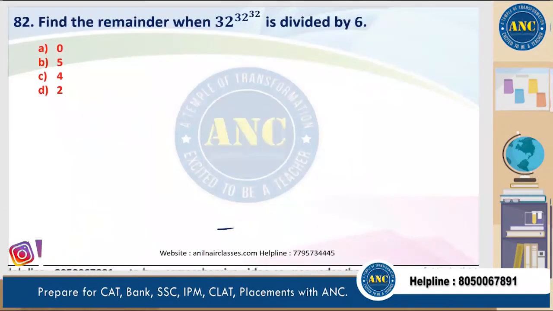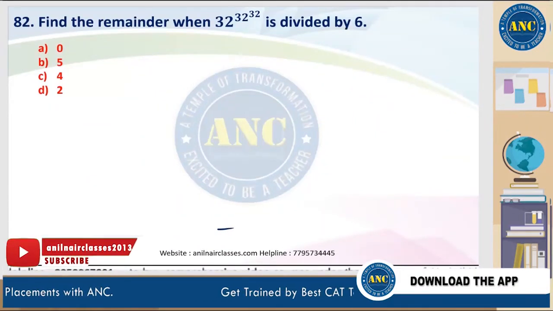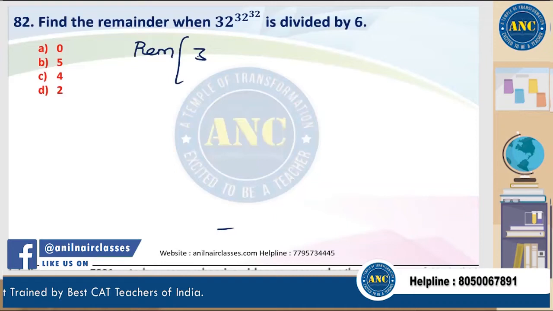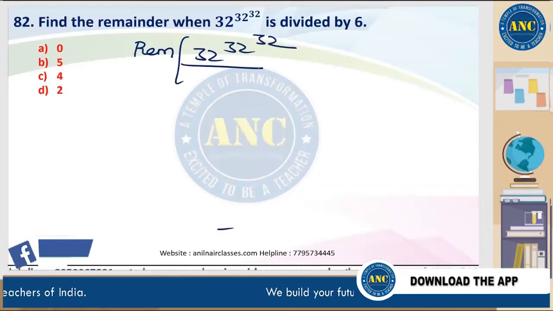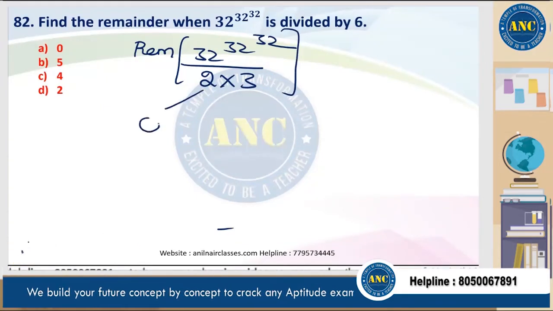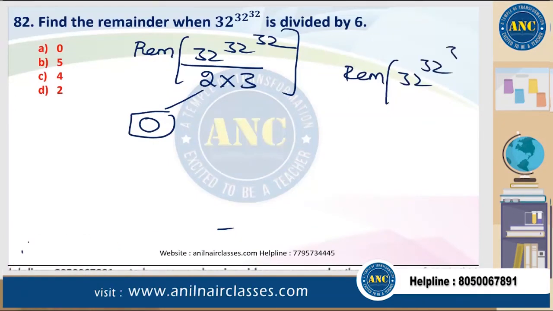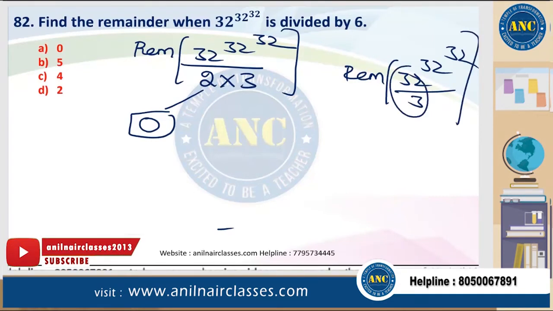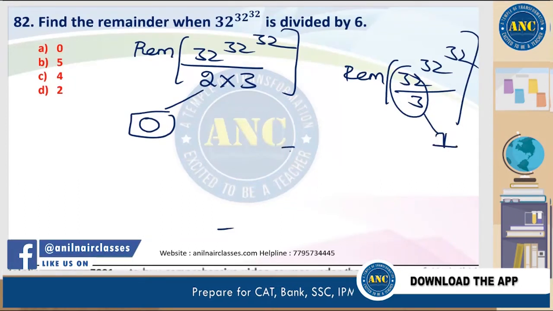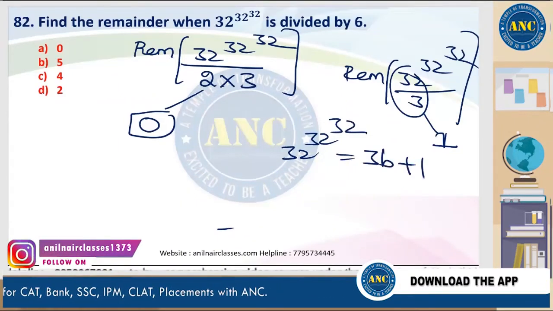Already we did the digital sum problems. Now find the remainder when 32 power 32 power 32 is divided by 6. 6 is nothing but 2 into 3. 32 is divisible by 2, so remainder 0. When divided by 3, 32 power 32 power 32 divided by 3: 3 11s are 33, minus 1 power even, remainder is 1. So 32 power 32 power 32, when divided by 3, gives a remainder 1.